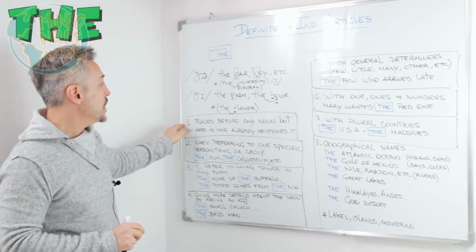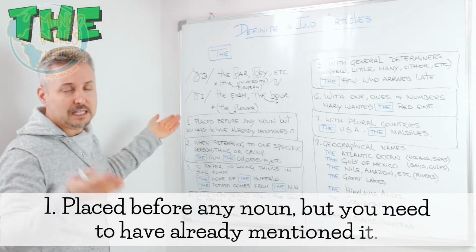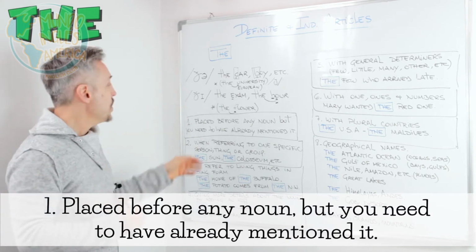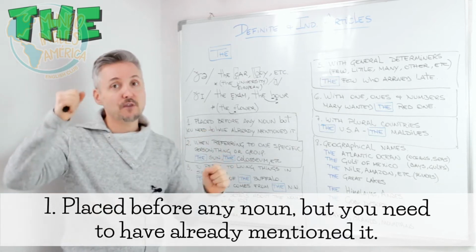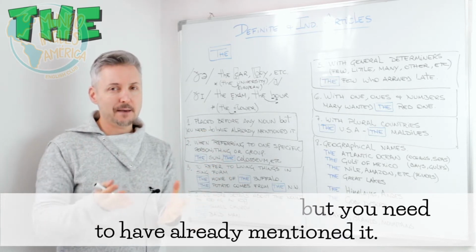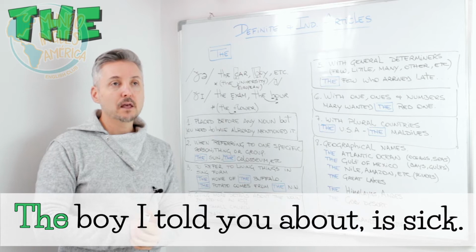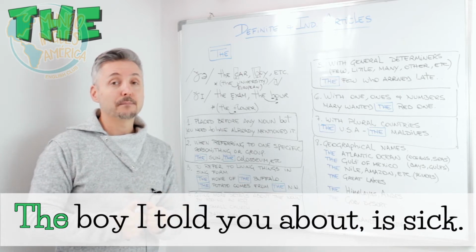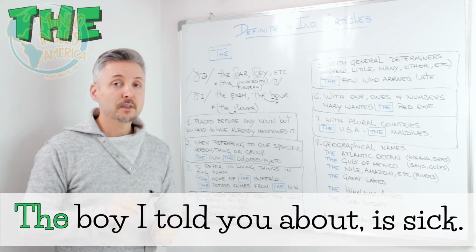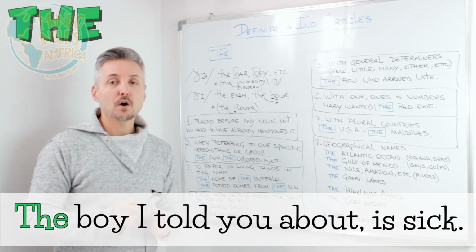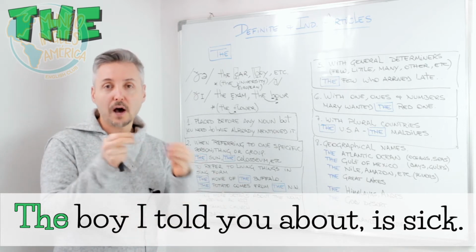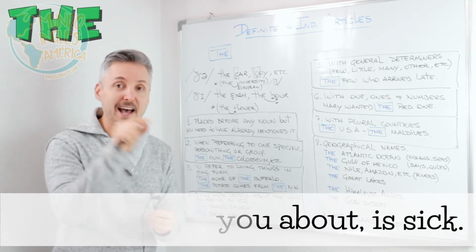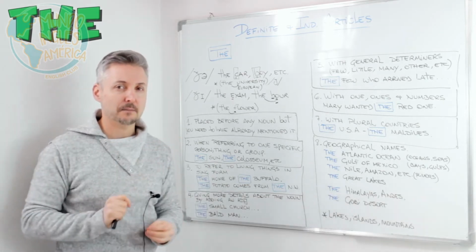So, the first one, you can place the definite article "the" with any noun, but you need to have already mentioned it. For example, the boy I told you about is sick. Okay, so the boy, the other person knows who I'm talking about. So that boy, the boy I talk about.